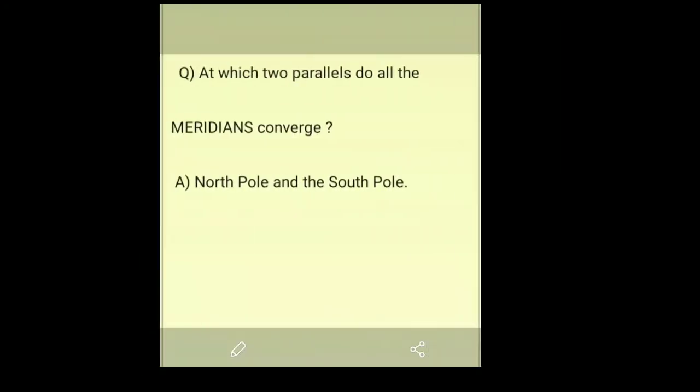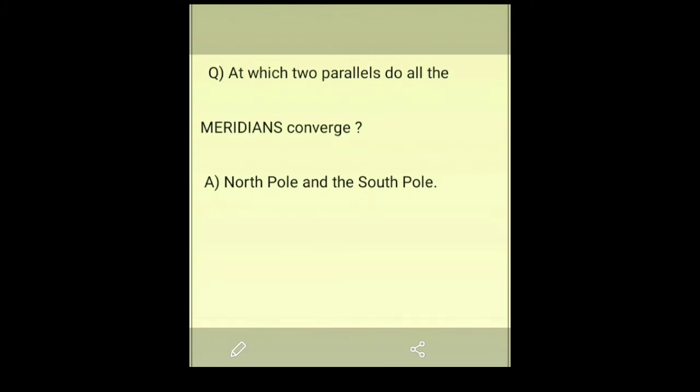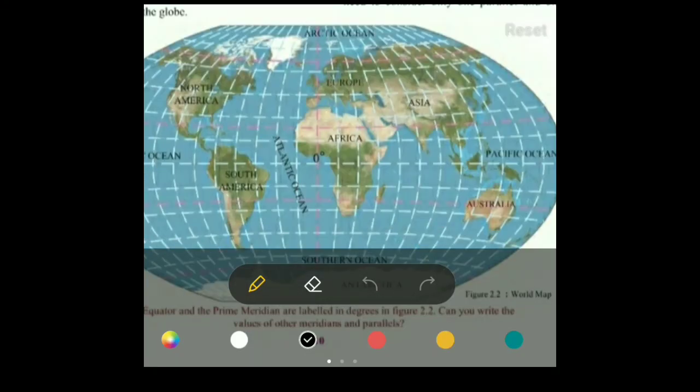Let us go to the next one. At which 2 places do all the meridians converge? Now you must be knowing that meridians are the north-south imaginary lines. The standing lines, the vertical lines, are known as meridians. All the meridians converge at the north and the south pole. Let us see how. Here you can see that all the meridians are converging at this place, the north pole, and at the south pole. They will be meeting at the north pole and at the south pole. It will be very clear in the next diagram.